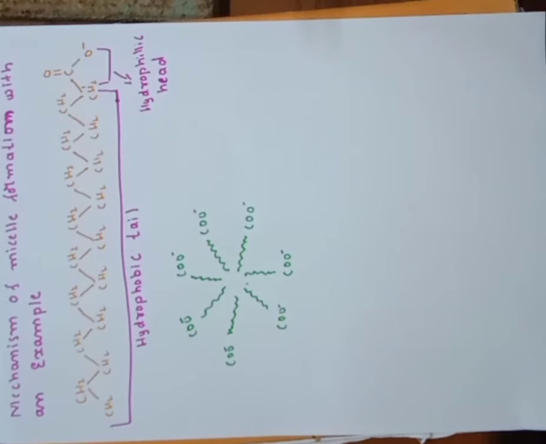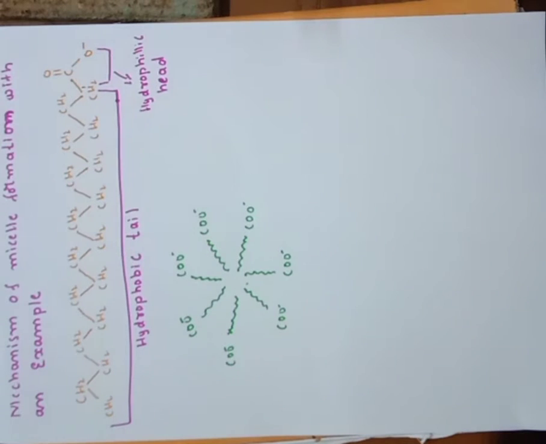Okay, an example for this one is soap in water. Ordinary soap in water at higher concentration is an associated colloid. You also know the meaning of associated colloid. Soap consists of compounds such as sodium stearate.